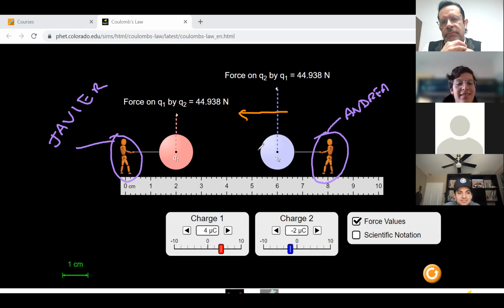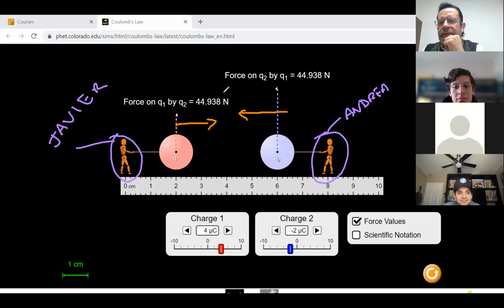I'm not sure if I would feel like she's pulling towards me, like something is pulling the force. You've got the charge here, and since these are opposites, this is going to be trying to go this way. So it's like somebody was pulling you. Now, how strong would that pull be?